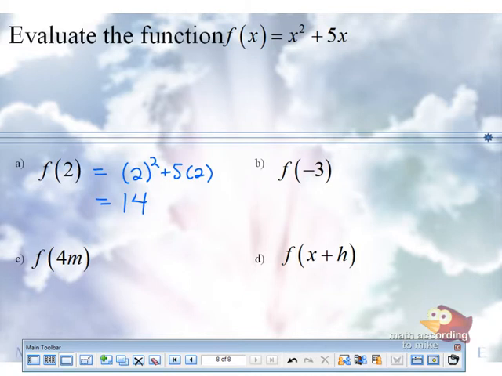Yay! Part B, where you see an x, you're going to put negative 3. Use your parentheses. If you do not use your parentheses, then you will not square the negative on the 3, and that's bad in most countries. What is negative 3 quantity squared? Plus 5 times negative 3. So 9 minus 15, negative 6.